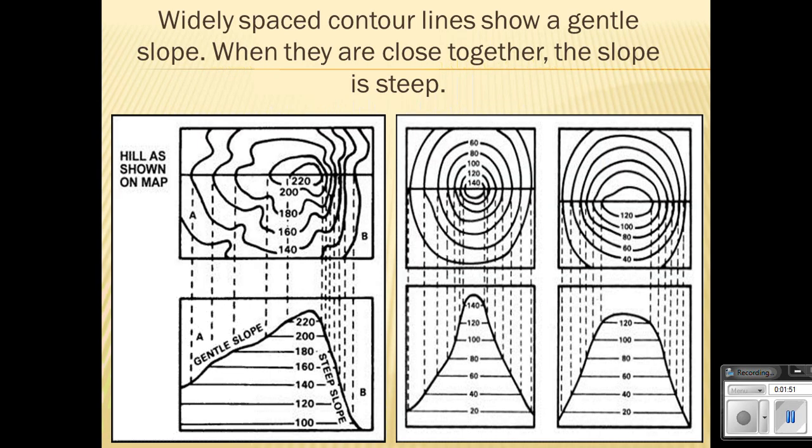Widely spaced contour lines in a map indicate a gentle slope. Right here you can see in this one a gentle slope, where if they're close together, that means the elevation is very steep. Remember, this is not showing you distance. This is showing you elevation above sea level. So the distance remains the same, whatever map scale you have on the bottom.